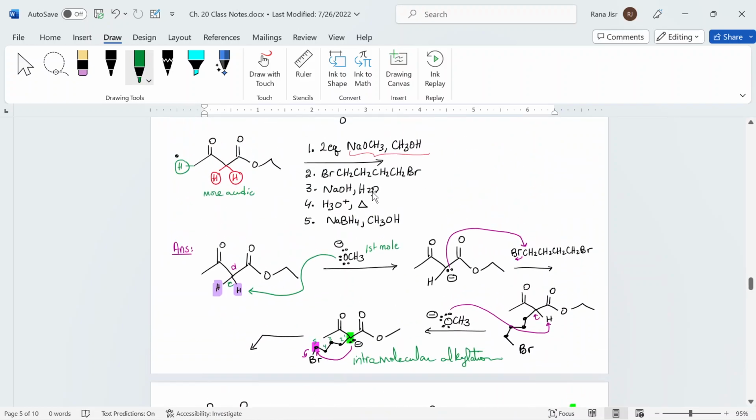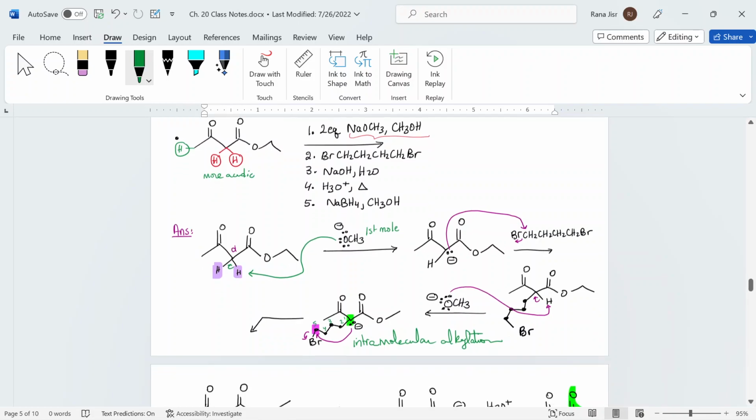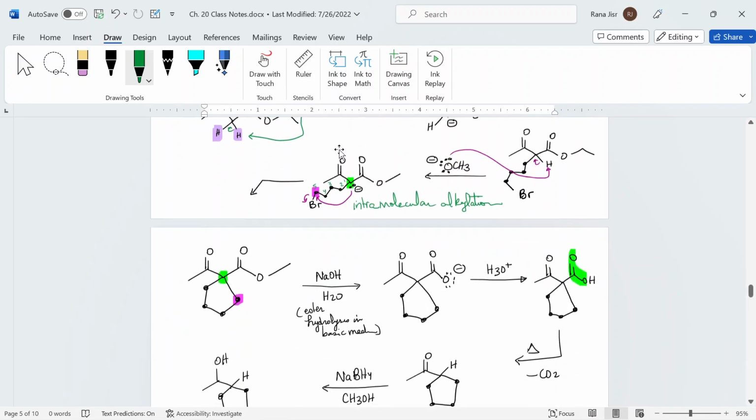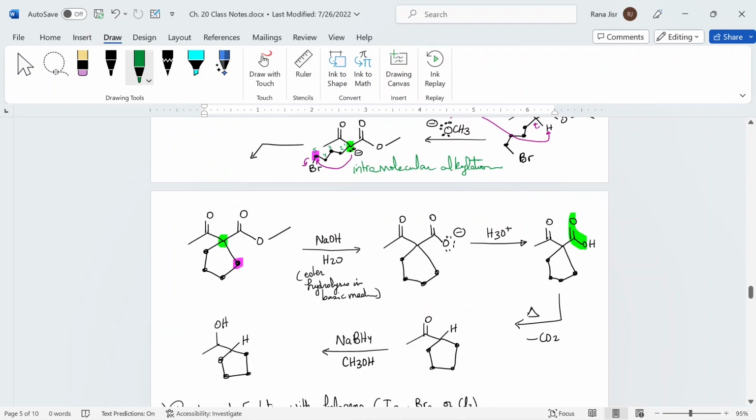Now I'm not done yet. Whatever I did are steps 1 and 2. So let's go ahead and do step 3. With step 3, I am doing hydrolysis of the ester in basic medium, and then I am adding the acid and heat. Hydrolysis of the ester in basic medium is going to turn the ester into the carboxylate. And then I'm going to add the acid. This is going to be a carboxylic acid now.